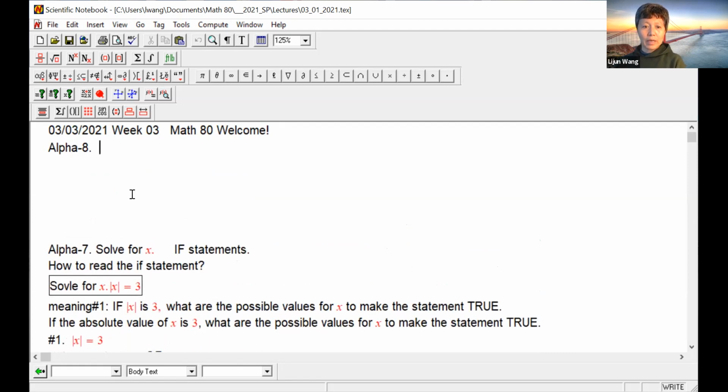Alpha 8, once again, is the same solving title, solve for x. So it's a big if statement again. We're also going to have 3 interpretations. But this time, all these functions we have here really are the square root of x. Let's take the first example.